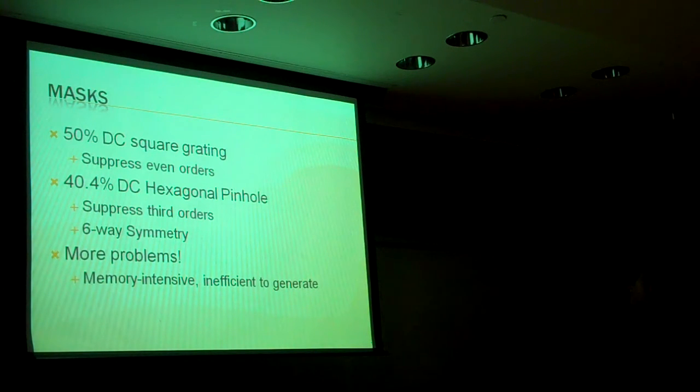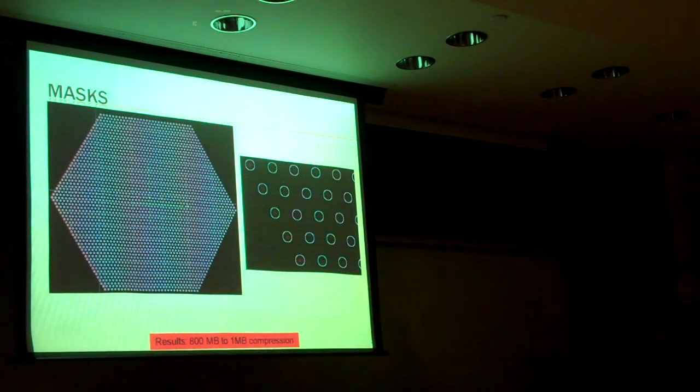It essentially models a sinusoidal grating. Another advantage of the 40.4% duty cycle hexagonal pinhole grating is that it provides 6-way symmetry, which allows us to create a more detailed and better map of the aberrations. However, the problem with our 40.4% duty cycle hexagonal pinhole grating is that it's very memory intensive to generate because each pinhole is regarded in the CAD program as a 256-sided polygon, and it's inefficient to generate. So when you consider the vast scale of these gratings, we ended up using 800 megabytes for about 9 gratings.